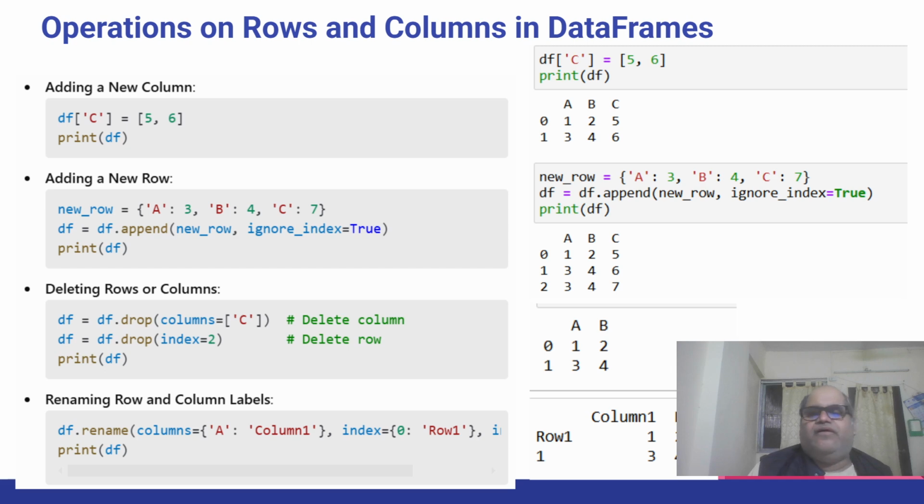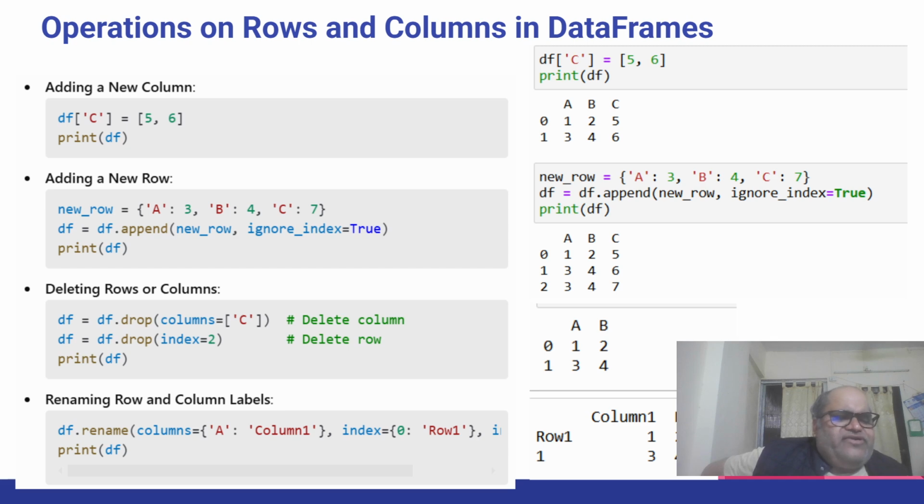I'm seeing some issues on the screen, so you can ignore it, but we can call inplace equal to true there. Okay. Another thing is, if you want to drop a column, you can do it by column. If you want to drop a row, you can provide its index here. And of course, you can use loc and iloc for that purpose.